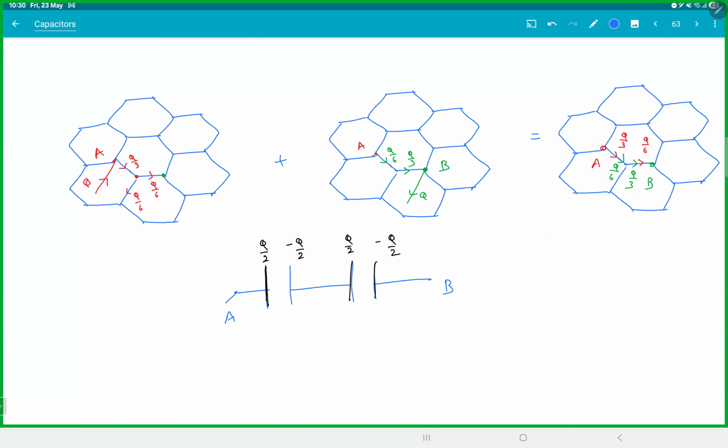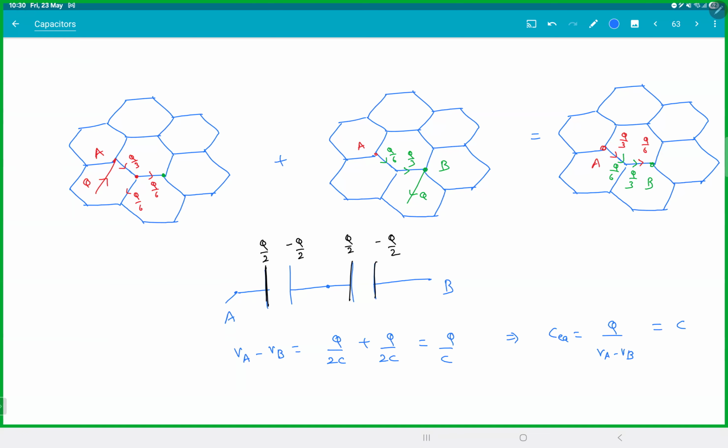This is A and B. Making sense? So what is the potential difference? If I just take this point C here, VA minus VB is the potential difference between them. Potential difference is charge by capacitance, Q by 2C plus Q by 2C, which is Q by C. C equivalent is charge by VA minus VB, which is C. Is this clear, everyone?